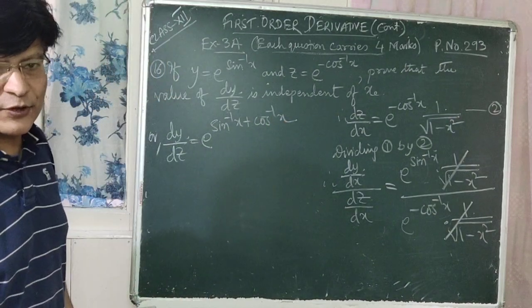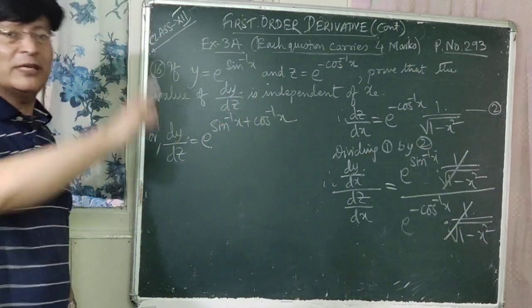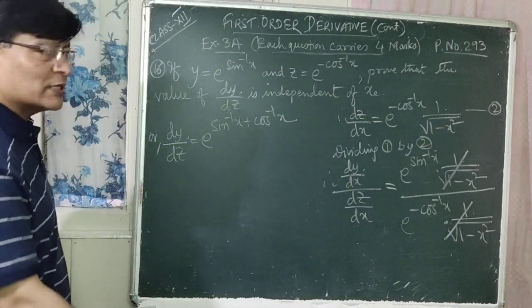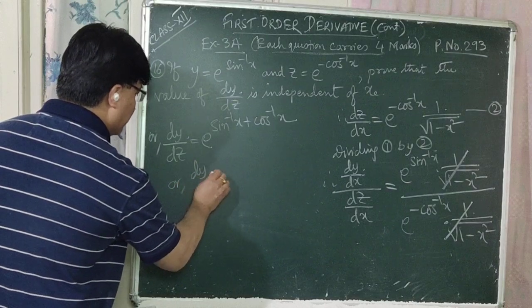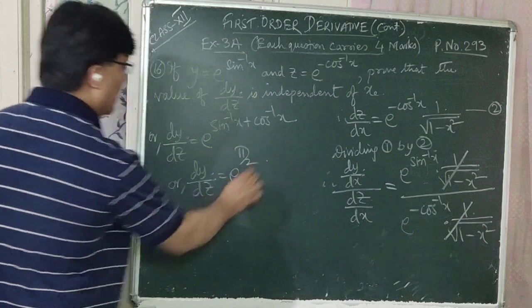Is it clear to all of you? You know the formula sin inverse x plus cos inverse x from inverse circular function. We did it, isn't it? What is the formula for sin inverse x plus cos inverse x? It is pi by 2. So dy by dz is equal to e to the power pi by 2.